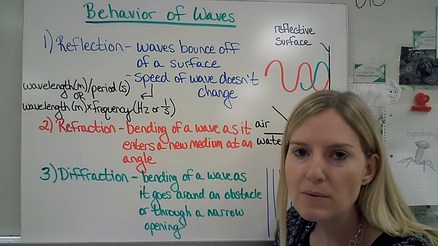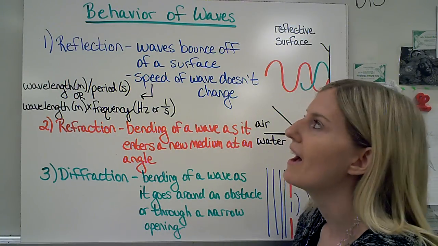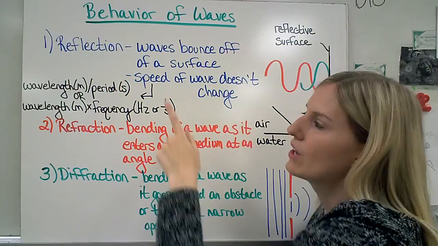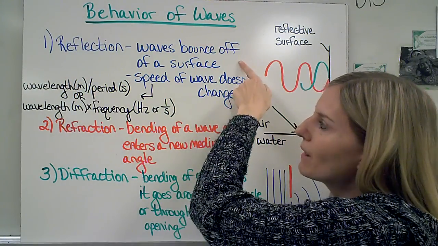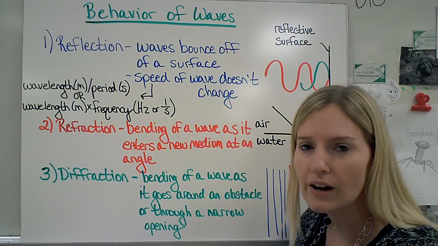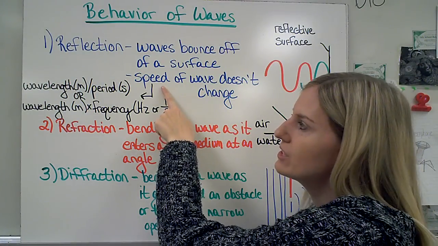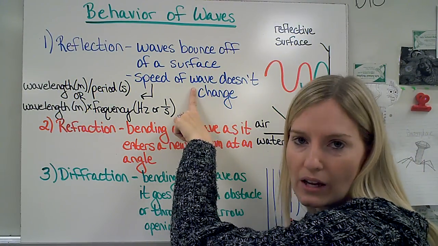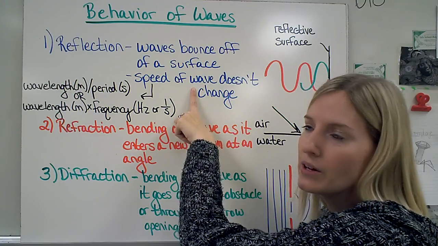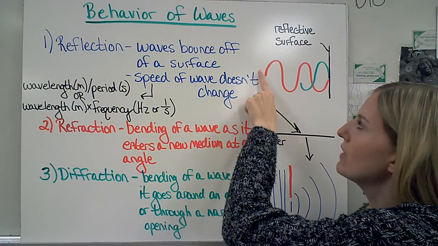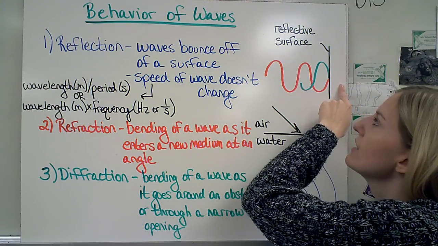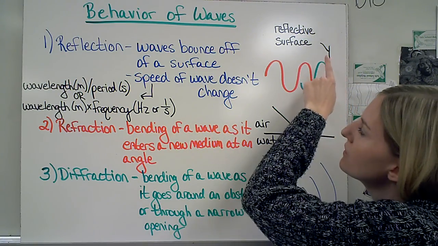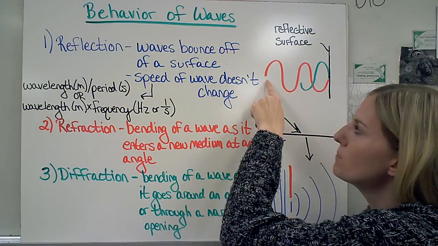Now that we know about the properties of our waves, let's look at how our waves behave. One way is that waves can be reflected, which means that they're going to bounce off of a surface that they cannot travel through. That's not going to change the speed of our wave, but it can flip it upside down. So if I look over here, I have my red wave coming at this reflective surface, maybe a mirror, and as it reflects it, it can change it and make it go upside down.